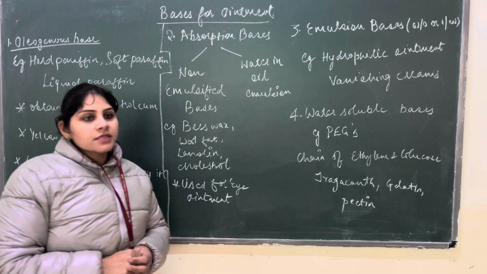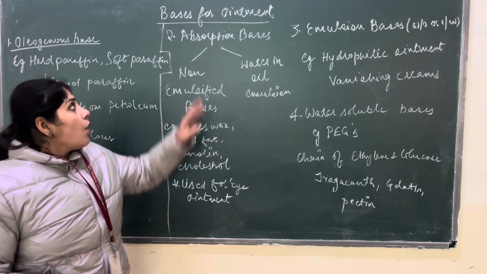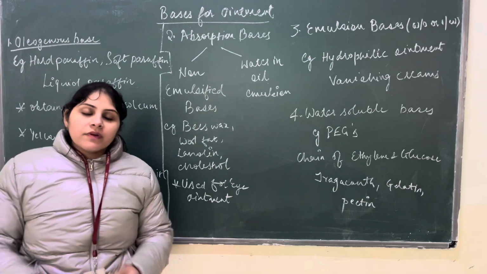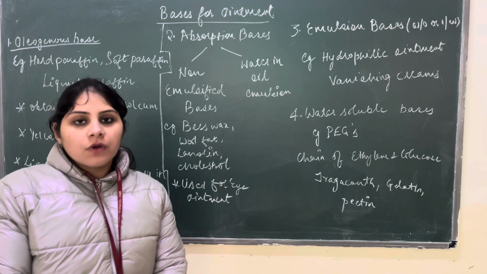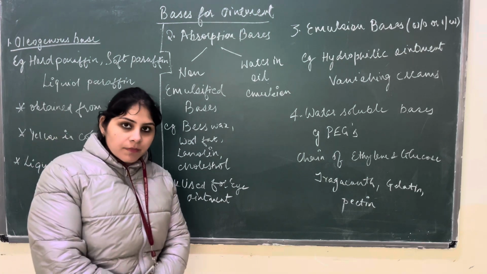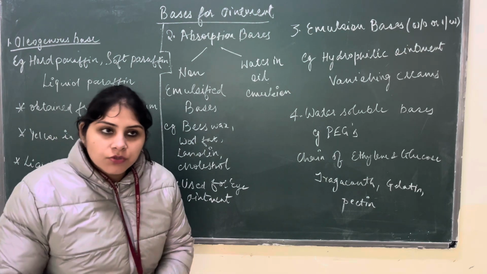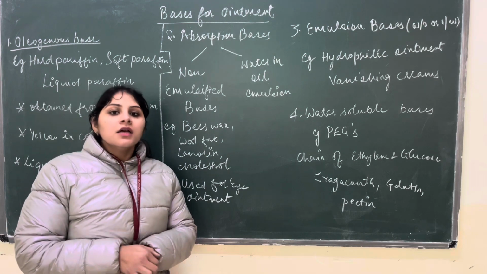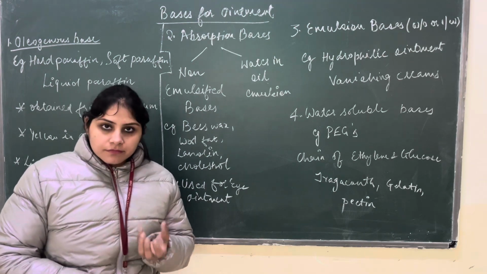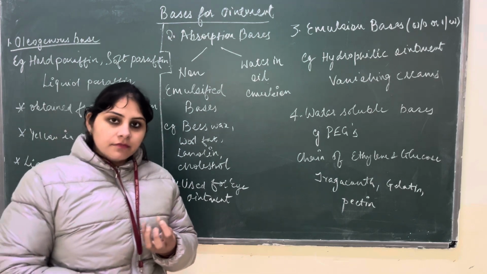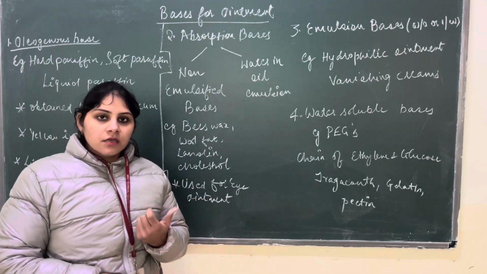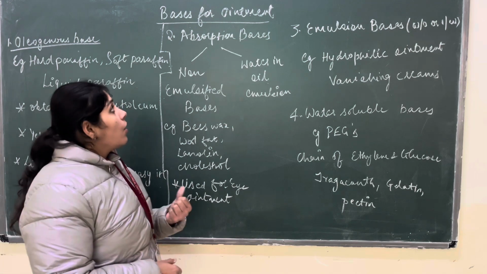So today we will discuss the bases for the ointment. So what is ointment? Ointment is a semi-solid dosage form which is used for external purposes, or we can say it is used for topical application to the skin, maybe for antifungal, antibacterial, or antiseptic action, or a cut or wound can be healed by using the ointment.